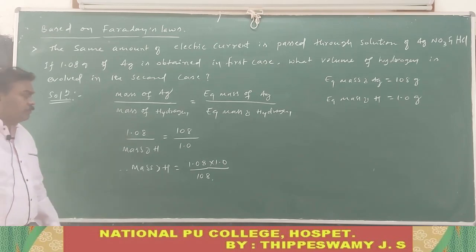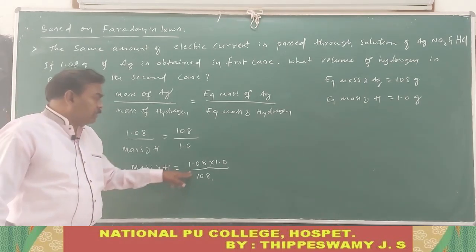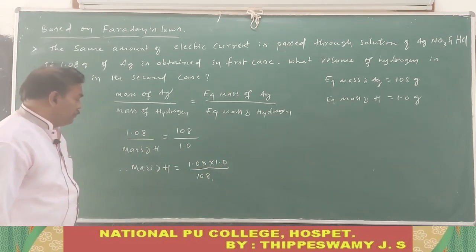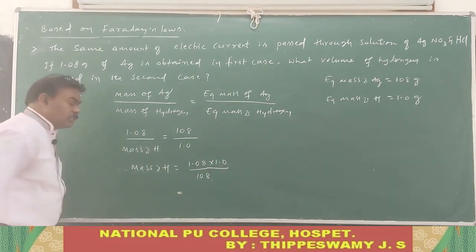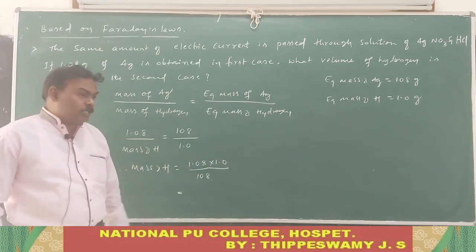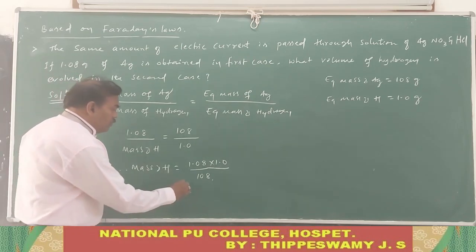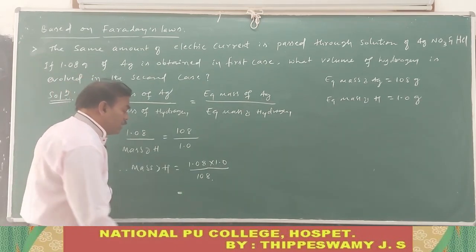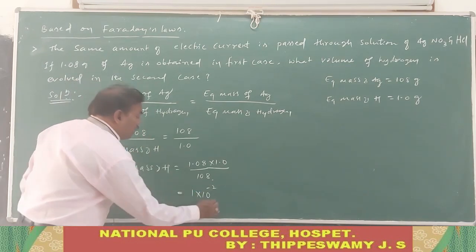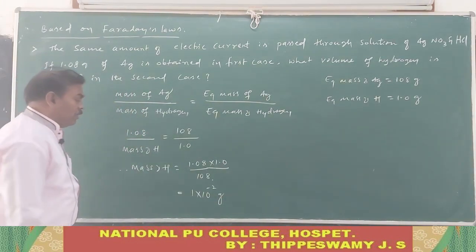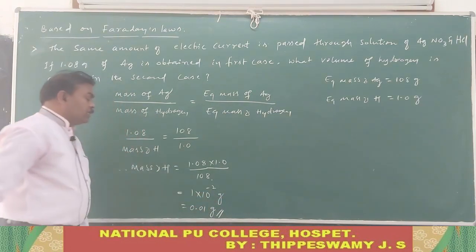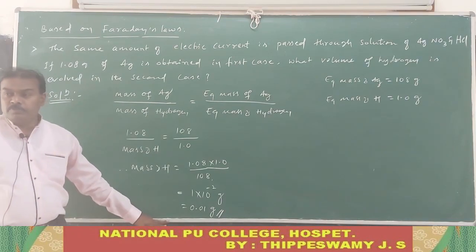Following all of you, 1.08 into 1.0 divided by 108. Then finally, what is the answer we are getting? You tell me. 1.08 divided by 108, what are you getting? It can be written as 1 into 10 to the power minus 2 gram only, or it may be written as 0.01 gram. This is the mass of hydrogen.